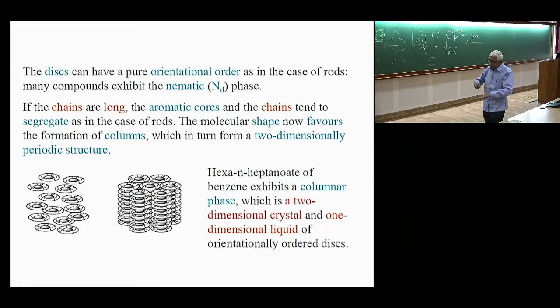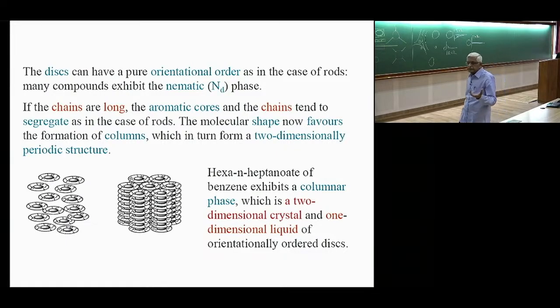Of course, this can again arrange later on. The people found that it also can form a nematic phase, but with very different properties compared to the nematic phase made of rods, because the director is that way, and, for example, the polarizability is much larger orthogonal to the director rather than parallel to, and so on. So this is the columnar phase. Two-dimensional crystal and one-dimensional liquid. The columns are liquid.